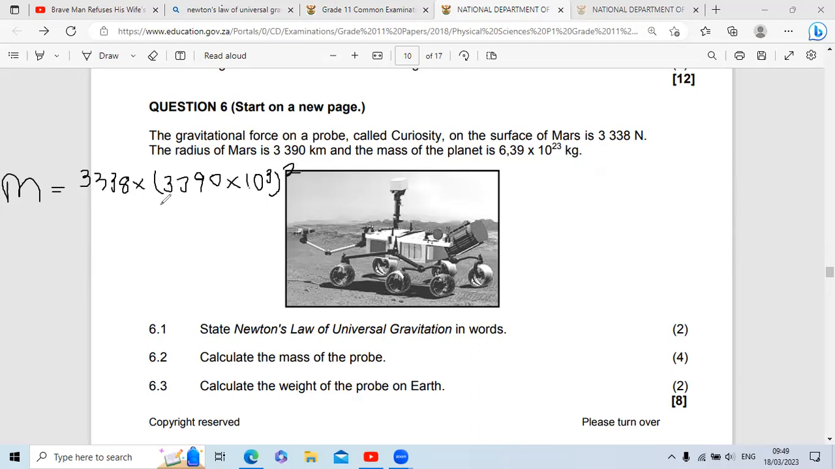And then this is all going to be squared. Only this part is squared. Then we're going to divide by 6.67, which is our gravitational constant.